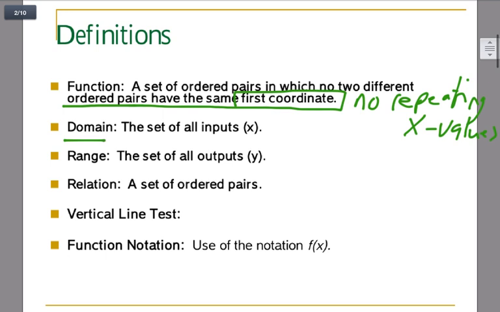Okay, and then the domain is the set of all inputs, in other words, it's x's. The range is the set of all outputs, in other words, the y's. And the way that you remember that is it's alphabetical order, x, y, domain, range. So alphabetical order.